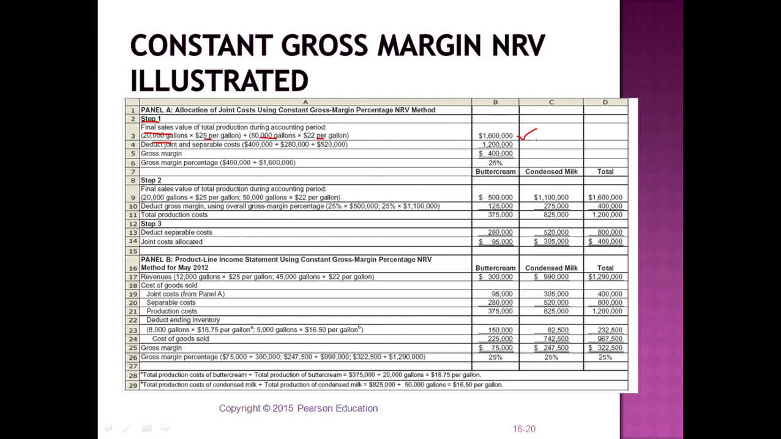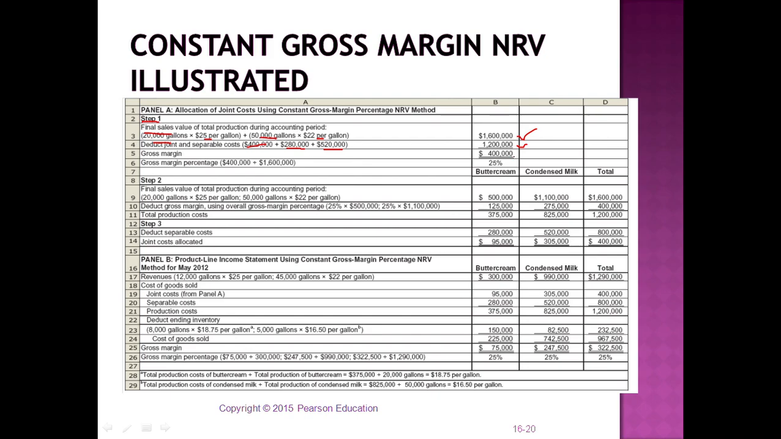As we saw before, you take 1,200,000. How did you get that? I'm sorry, you take the total cost, that is the joint cost 400,000, and the separable cost 280 plus 520,000, that would be 1,200,000. So now what you are left with is the gross margin. So the total sales value minus the total cost will give you the gross margin. Now calculate the gross margin percentage.